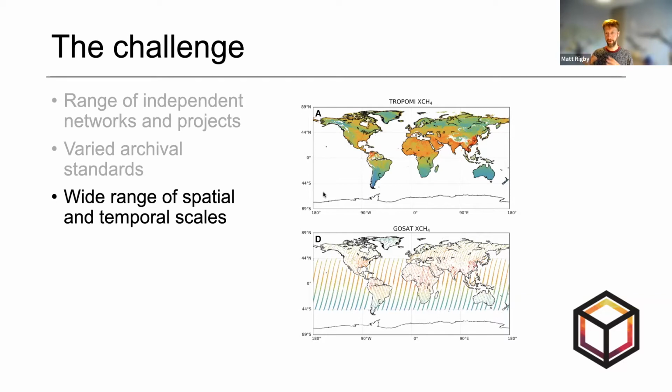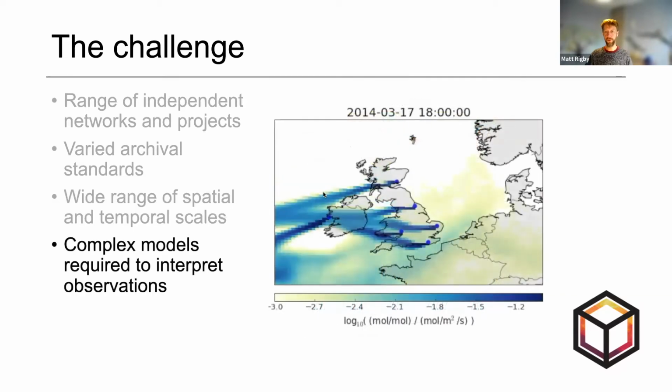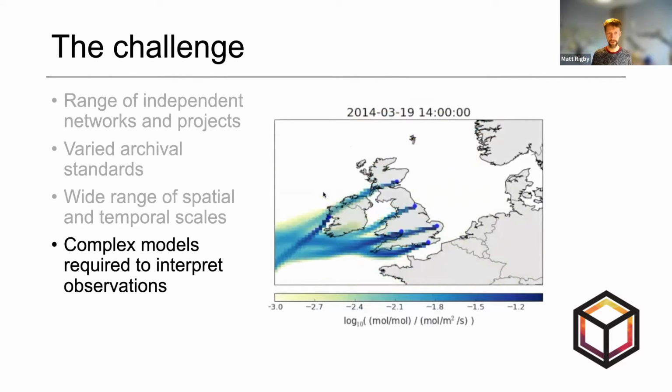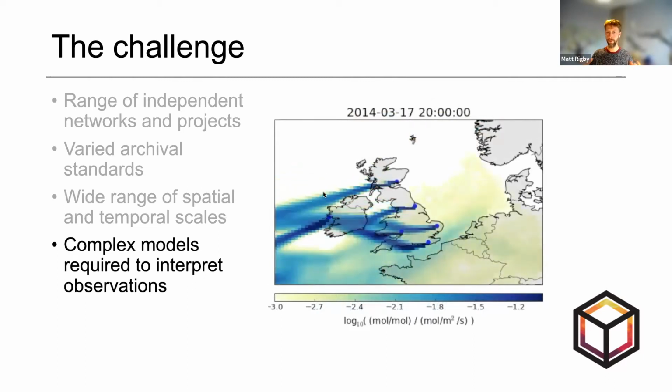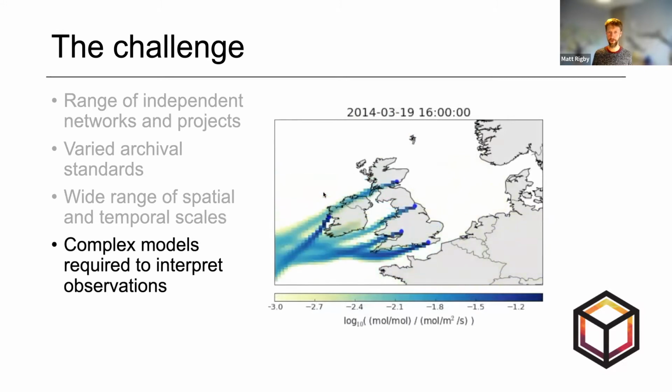And so there's an issue there of dealing with different scales, but there's also an issue with comparing these satellite measurements, which see a whole column through the atmosphere, to surface measurements, which are just looking at a point in the atmosphere, essentially. And so to interpret these different kinds of measurements, you need to use complicated models that simulate how greenhouse gases are transported through the atmosphere.